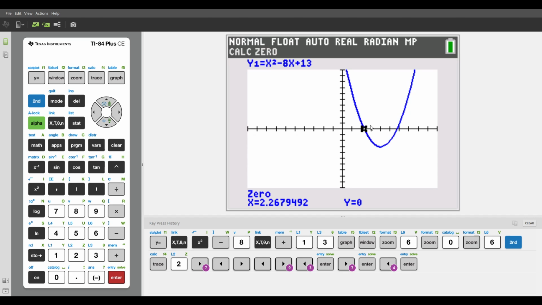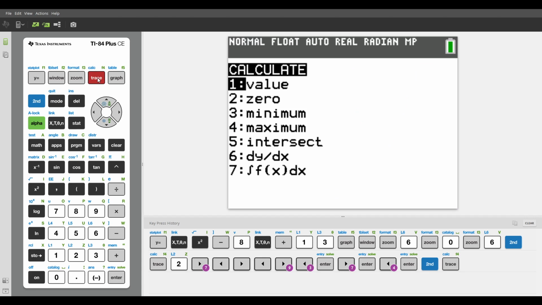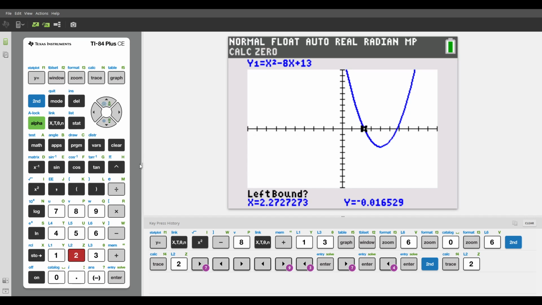This is a quadratic, so we have a second one. So let's do everything again, but for the next intercept. So we need to go back into that calculate menu. So I need to hit second, trace, and I want 0, I want number 2. Alright, so it's again asking us for a left bound.